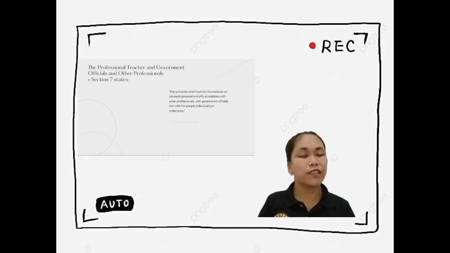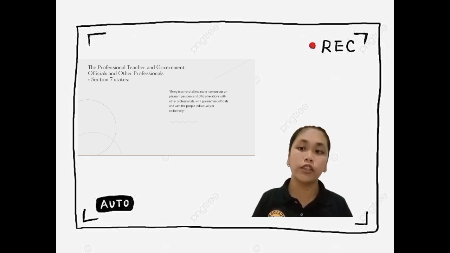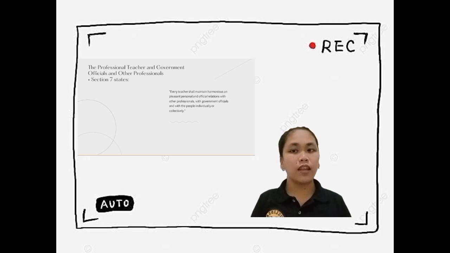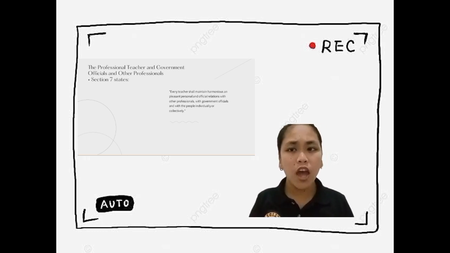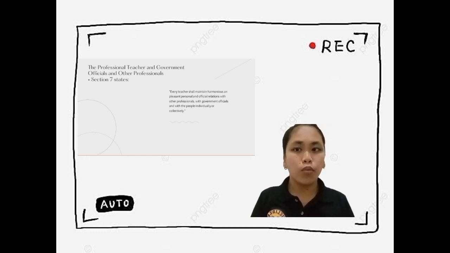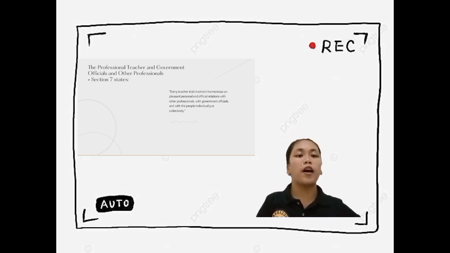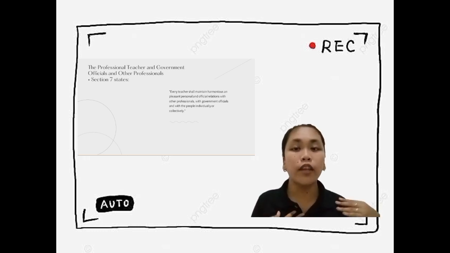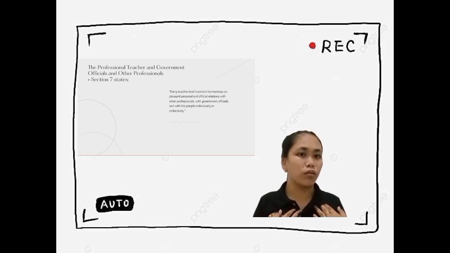Section 7, the professional teachers and government officials and other professionals. It states that every teacher shall maintain harmonious and pleasant personal and official relationship with other professionals, with government officials, and with the people individually or collectively. So teachers must also gain some experience from the other professionals in the community. This also helps them to improve themselves, or also helps the government officials or the other professionals to do well also. They can help the community to do well.